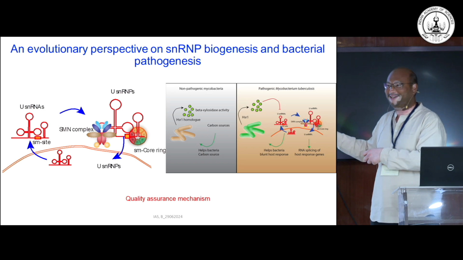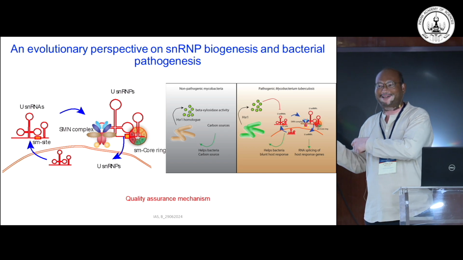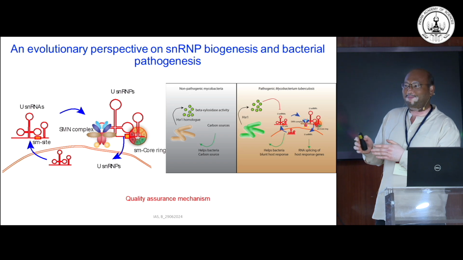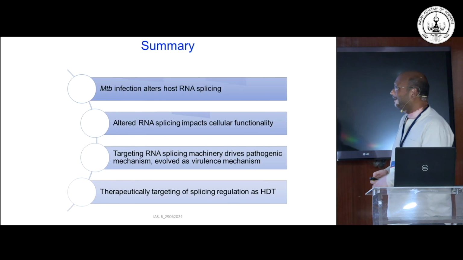Now, it's too big a statement to make. I'll have to put the non-pathogenic bacterial gene into the pathogenic bacteria and show what happens there. But still, the way it looks, it tells us probably about the evolution of pathogenicity in the context of Mycobacterium tuberculosis. So I'll stop here.